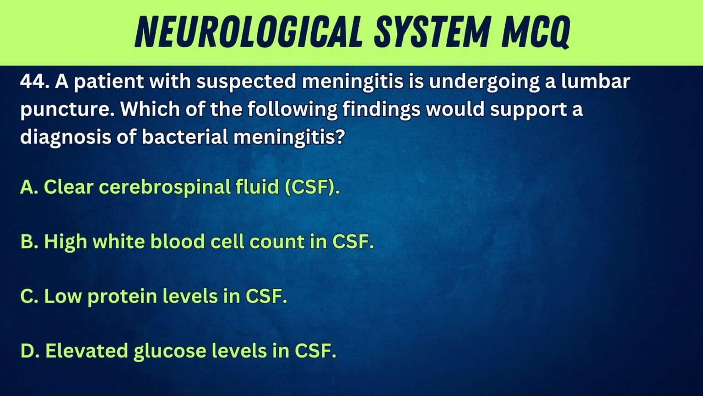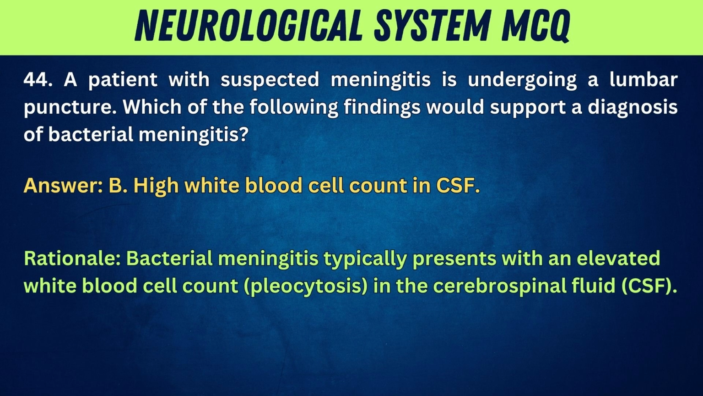44. A patient with suspected meningitis is undergoing a lumbar puncture. Which of the following findings would support a diagnosis of bacterial meningitis? A. Clear cerebrospinal fluid, CSF. B. High white blood cell count in CSF. C. Low protein levels in CSF. D. Elevated glucose levels in CSF. Answer: B. High white blood cell count in CSF. Rationale: bacterial meningitis typically presents with an elevated white blood cell count, pleocytosis, in the cerebrospinal fluid, CSF.